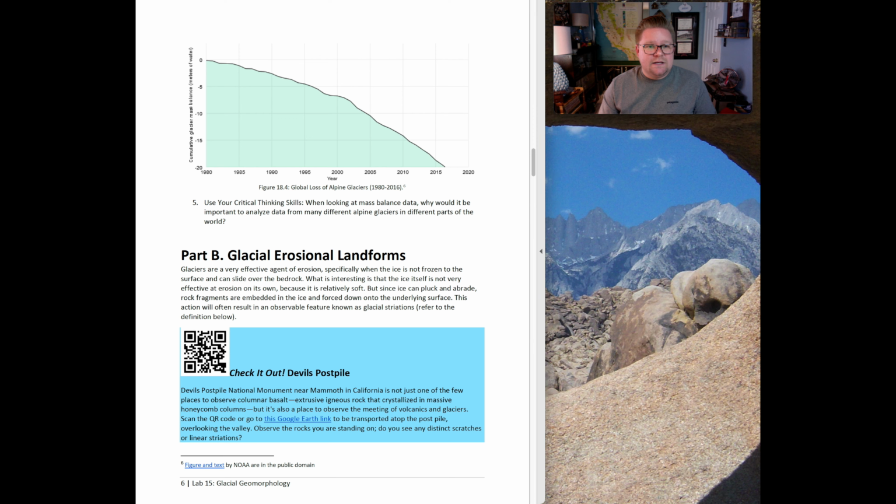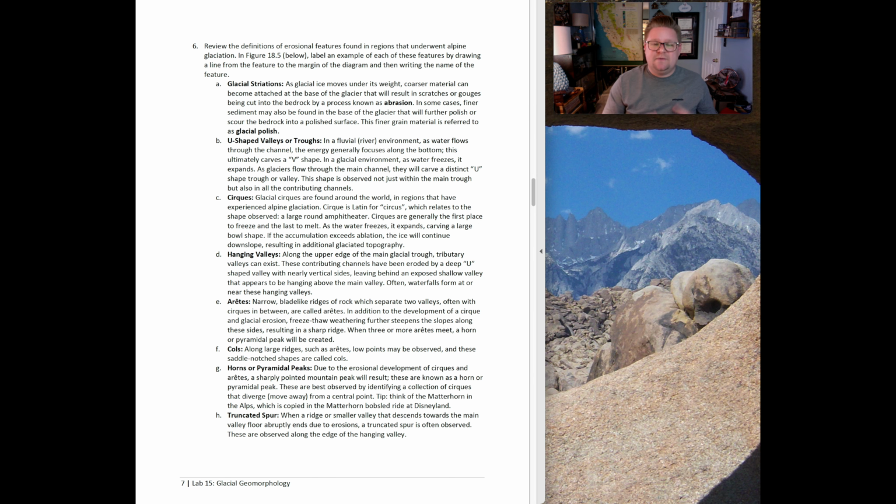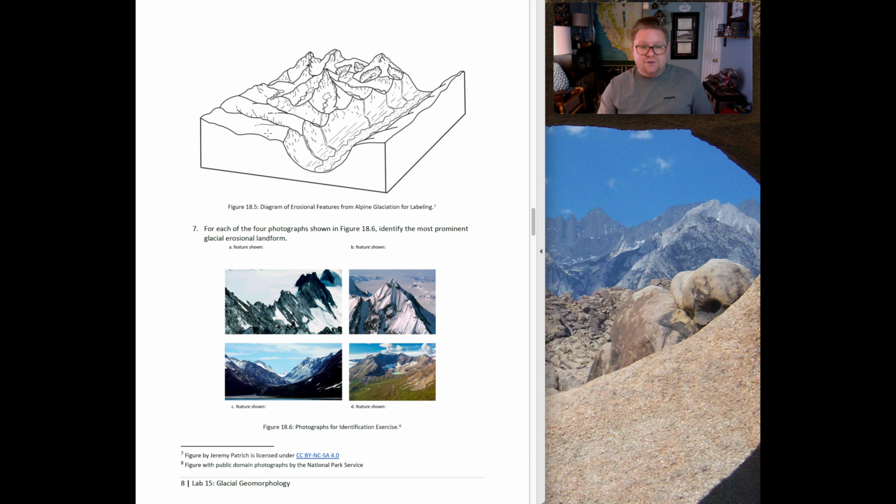So again, looking at types of erosion, these are some of the features that are most prominently observed after glacial erosion. Things such as glacial striations, troughs, cirques, hanging valleys, arêtes, cols, horns, and truncated spurs. As you can see, we provided you very clear definitions for each one of those features, because with these features and more, you are going to identify these on this beautiful drawing that's been presented for you.